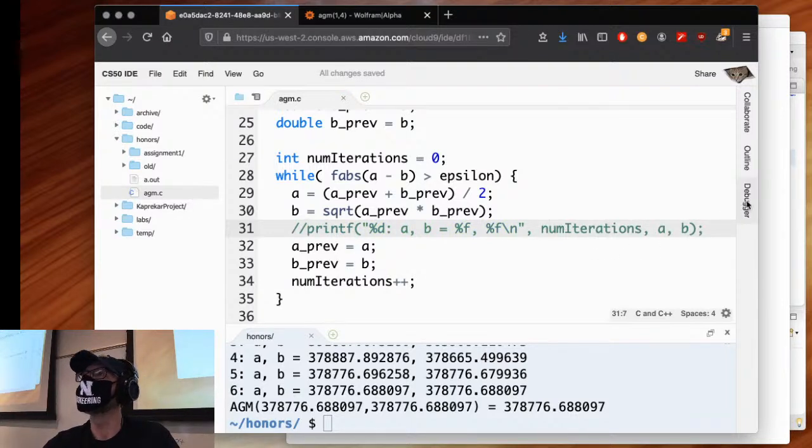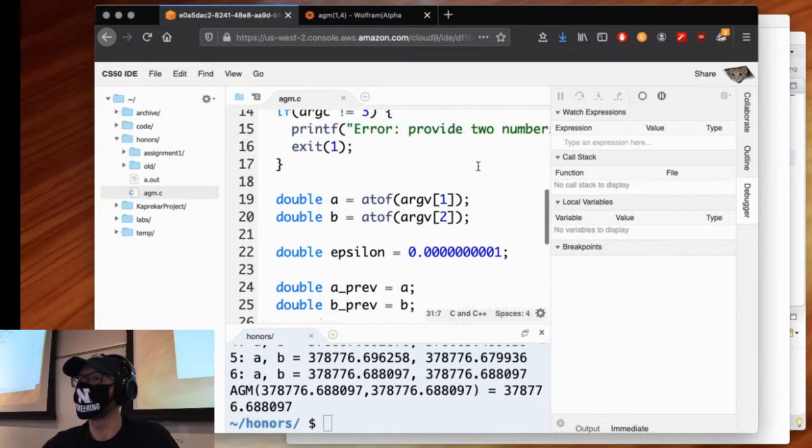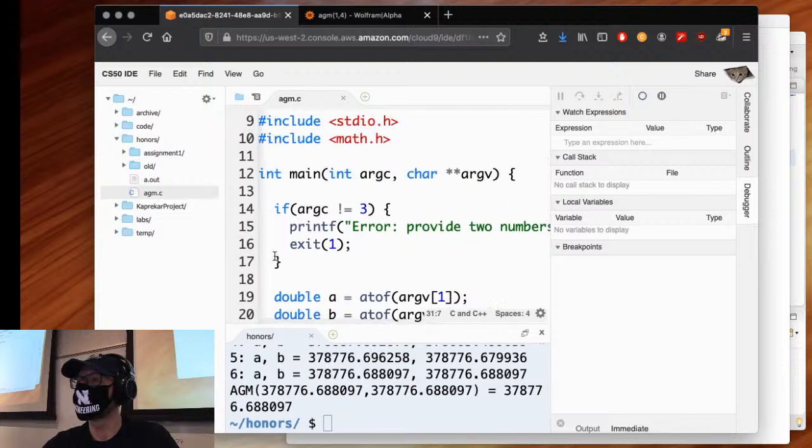See this thing over here? In fact, I have not played around with this, so I don't know. Let's try it. Okay, there we go. No, I don't want it there. This is what's called a breakpoint.